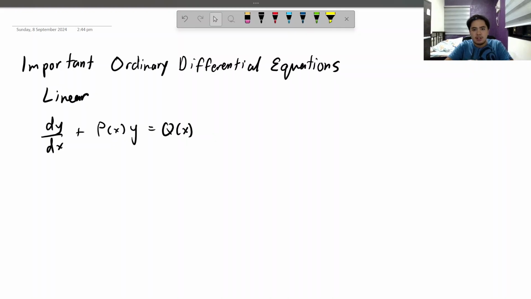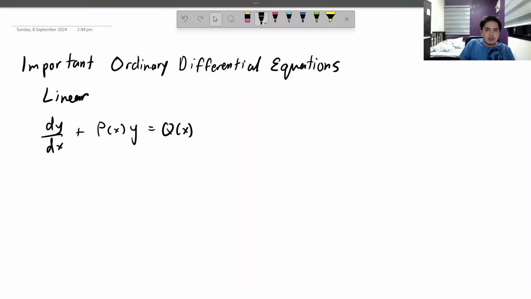Linear ordinary differential equations are of the form dy over dx plus p of x times y equals q of x. Now, you may say, well, can we just separate p and q of x and then y? Most of the time, equations of a form like this aren't necessarily separable, so we have to tackle this in a different way. Now, how do we get around solving this?